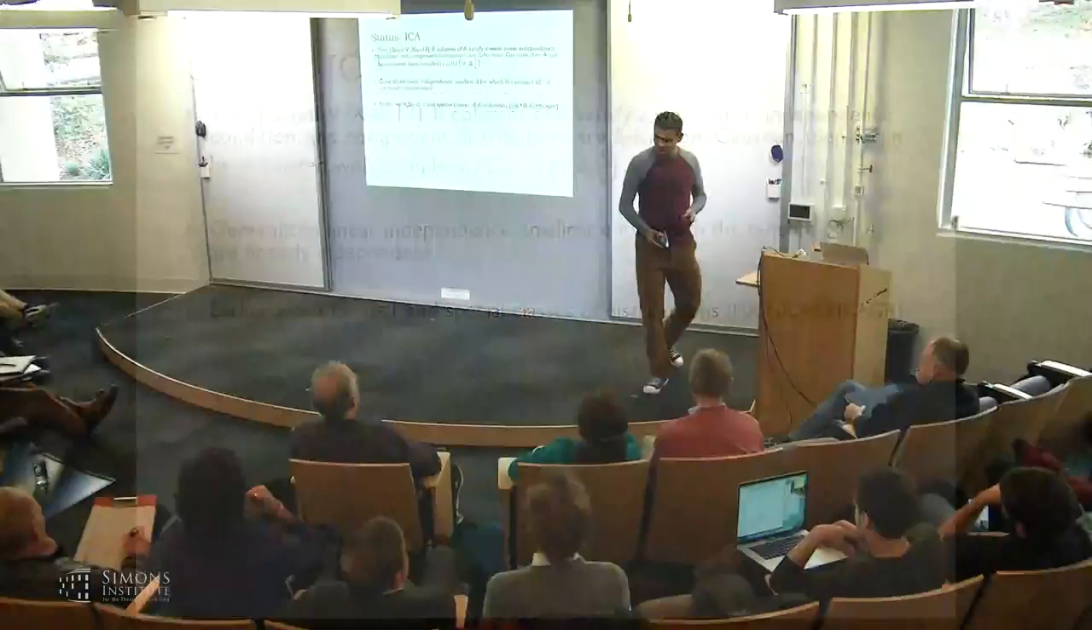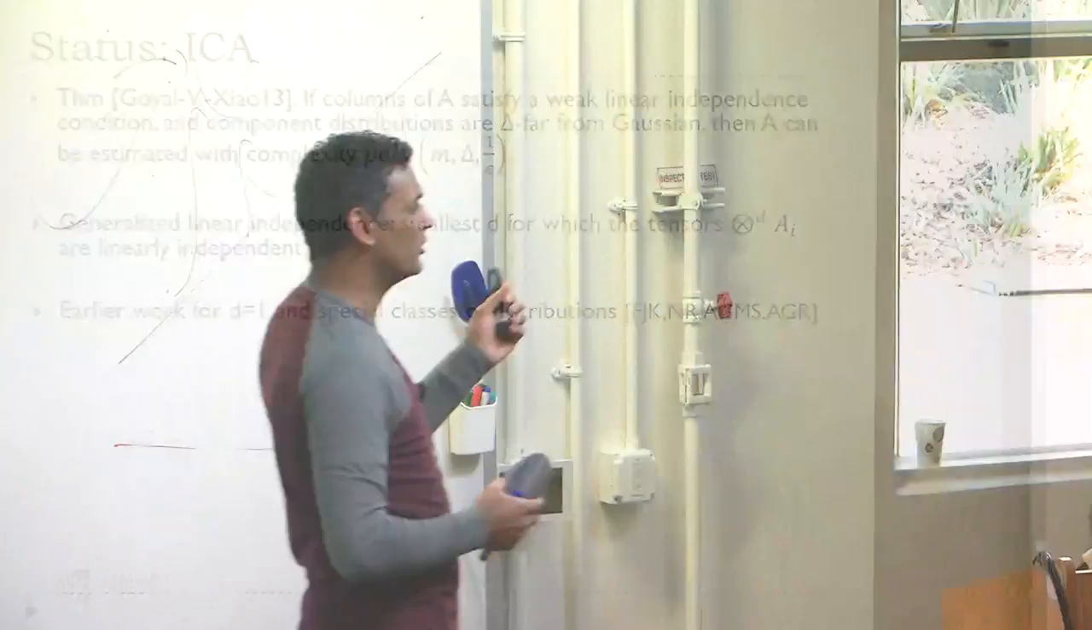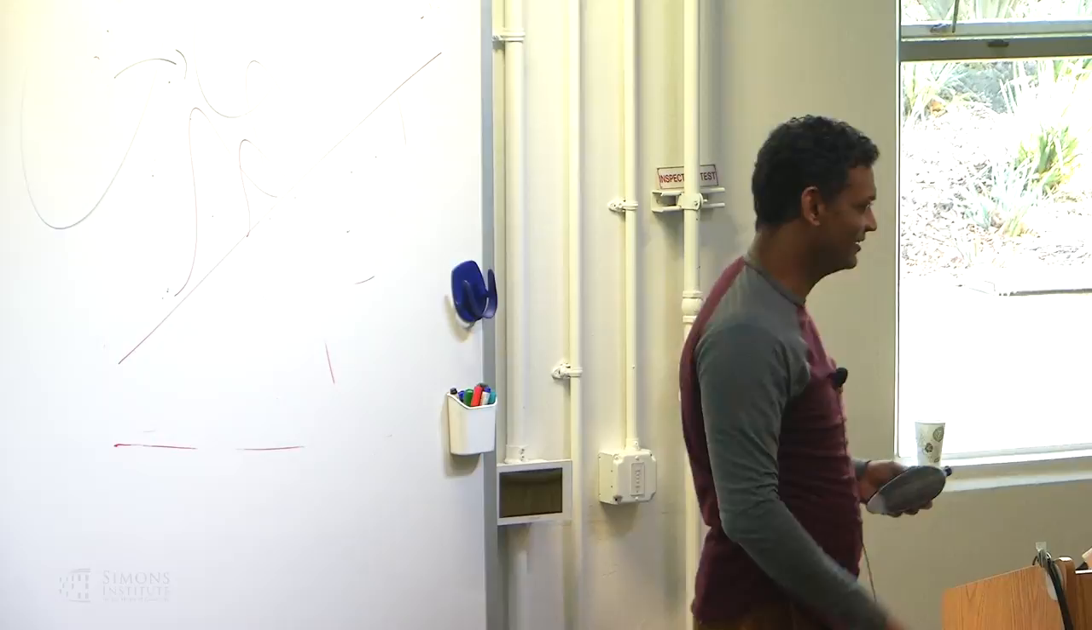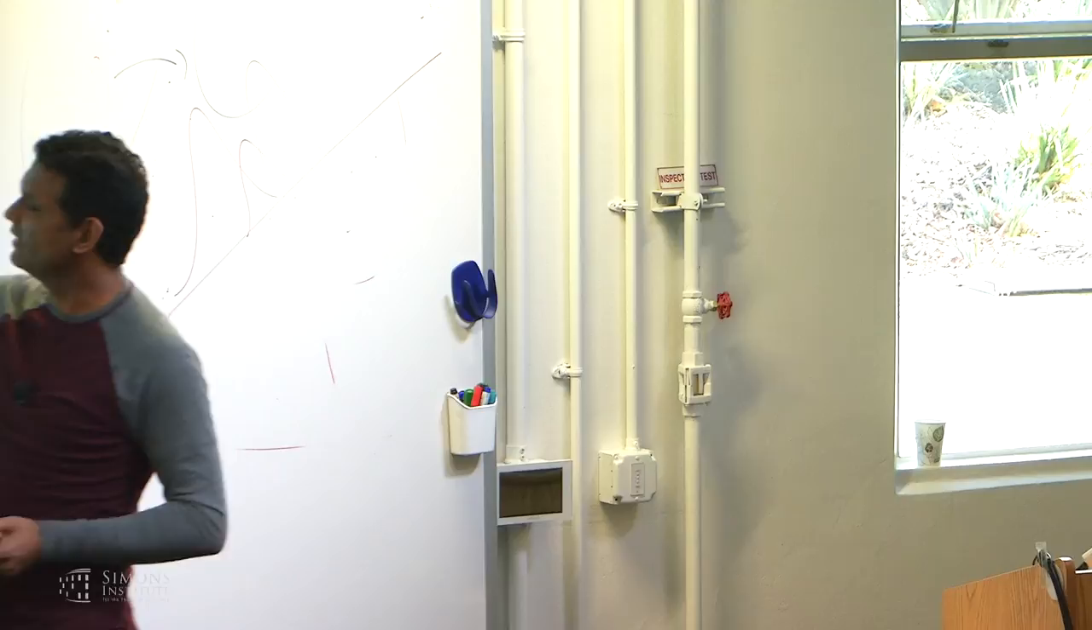Yeah, this polynomial includes D, which I'm thinking of as a constant, but that polynomial allows exponents in D. Yeah, it's an exponent. So it's m to the D. Now, D equal to 1, the linearly independent case. I'll go to the techniques in a minute.